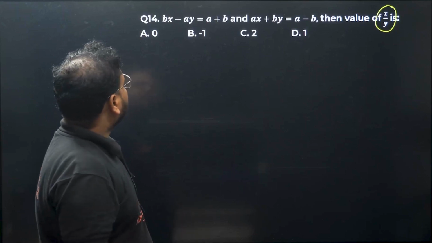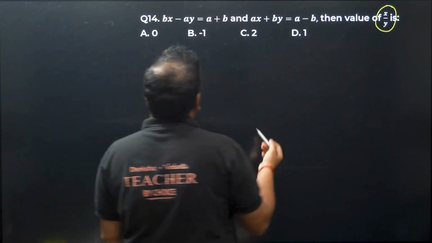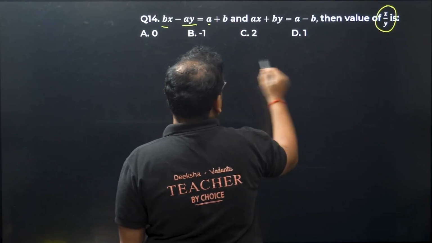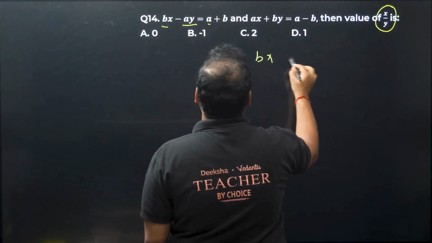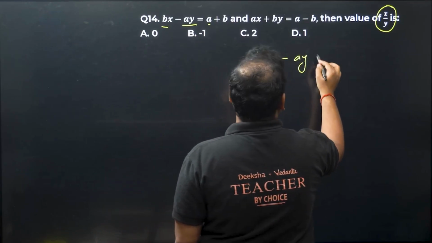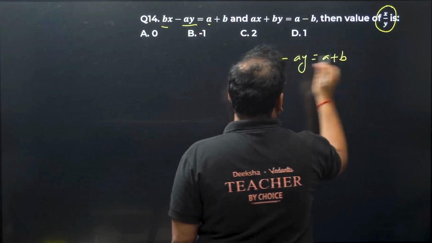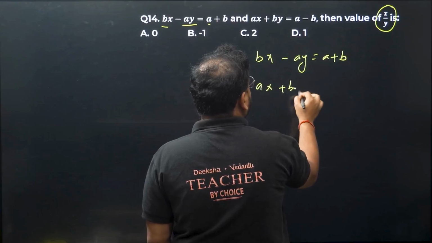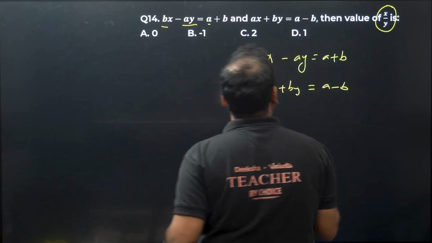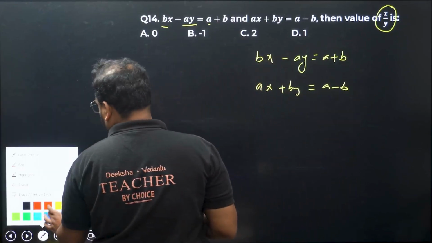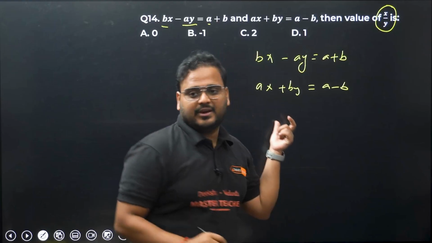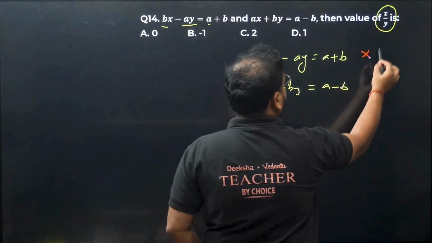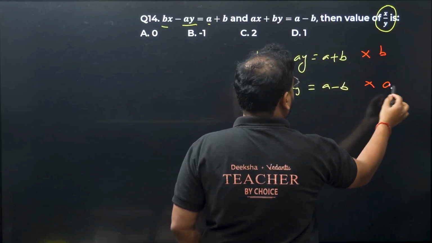Okay. What we have? Do we have any result over here? No. bx minus ay equal to a plus b is there, right? That's what we have. And we have over here ax plus by equal to a minus b. Now we have to eliminate one of the variables, x or y. Let's do one thing. Multiply over here with b and over here with a.